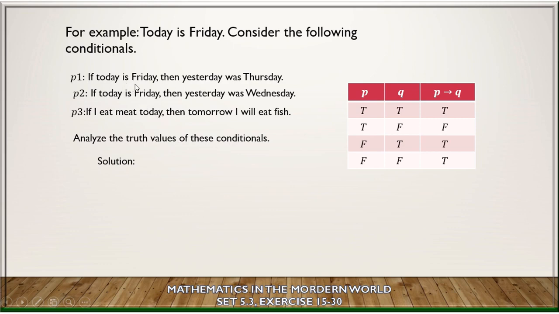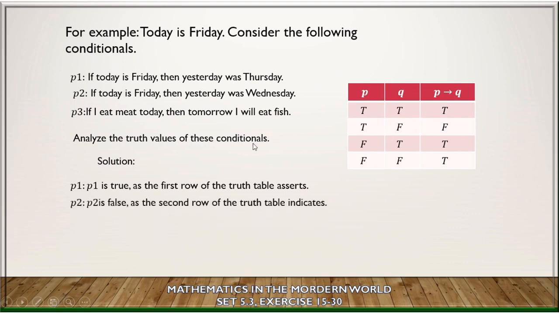For P1, "today is Friday" is true, and Q, "yesterday was Thursday," is true. So according to the truth table, it will be true, as the first row of the truth table asserts. For P2, "today is Friday" is true, and "yesterday was Wednesday" is false. So according to the second row, if P is true and Q is false, then if P then Q is false. So P2 is false, as the second row of the truth table indicates.